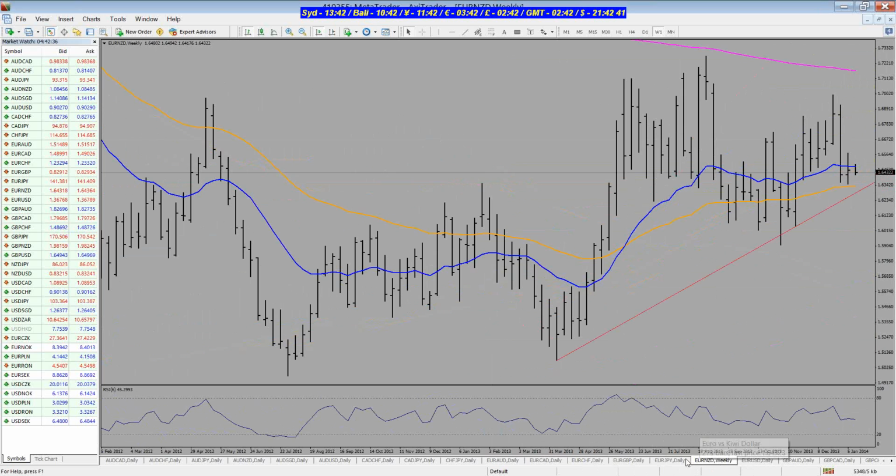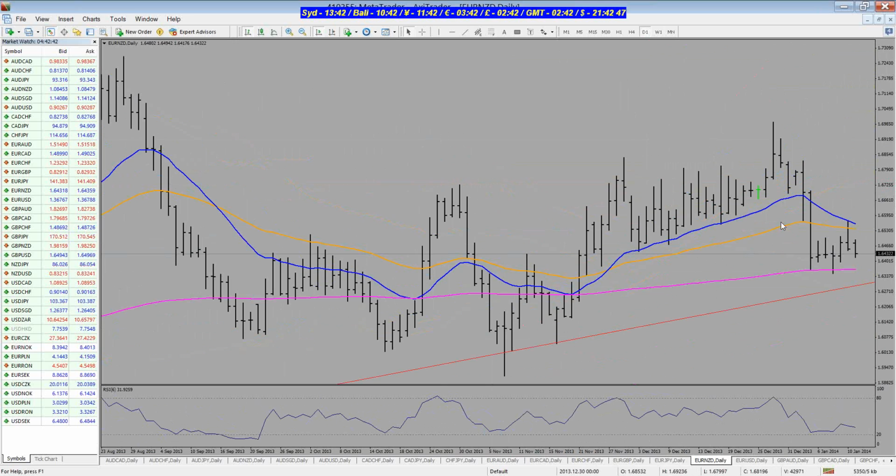Euro Kiwi, we see that as a mess. We have done a cycle underneath this. If you're looking to short it, 61.8. We've done a cycle underneath this, so there might be something there for you tomorrow. Keep an eye on that one.